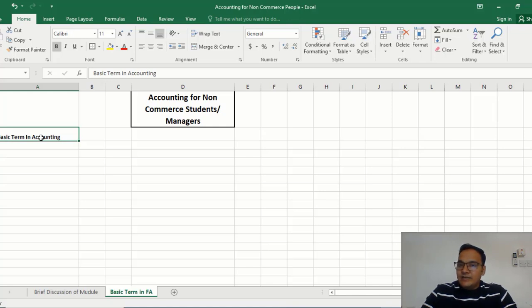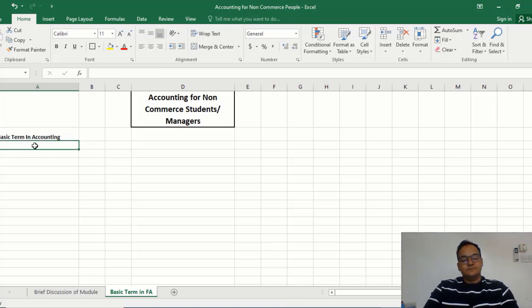Many of you might be familiar with all these accounting terms, but again I am telling you, it's a refresher course for those who are already commerce background students, and it's a good new learning opportunity for those who don't know about accounting, or those who have very limited knowledge and understanding. So let's start with the basic terms of accounting.